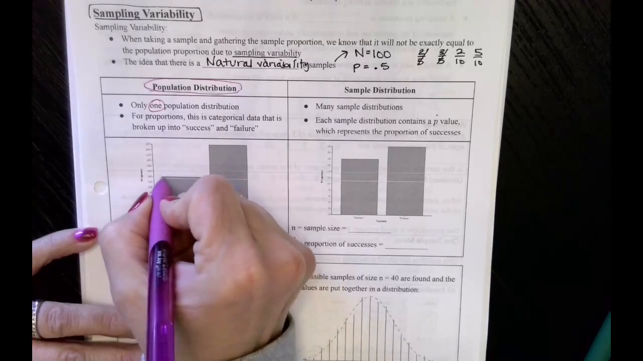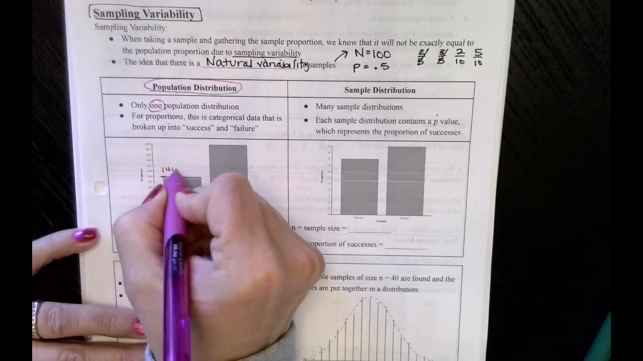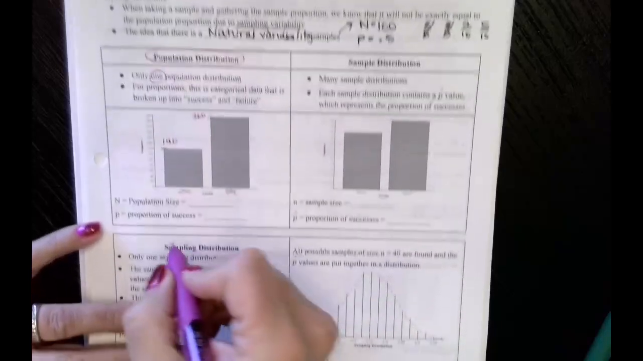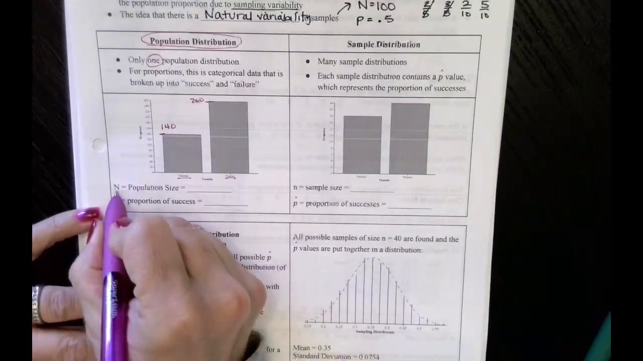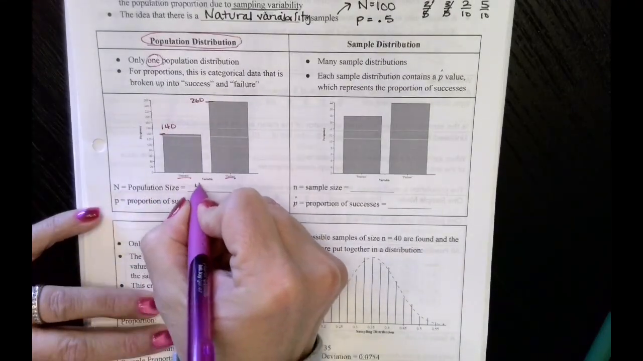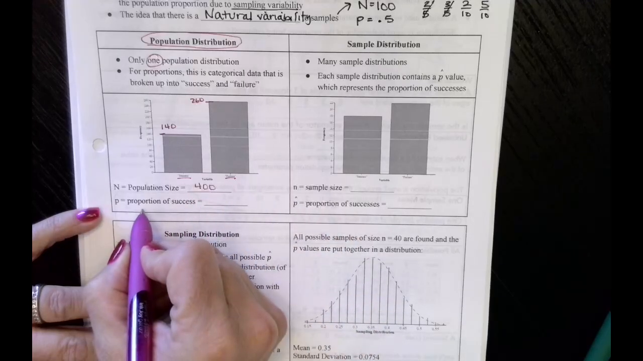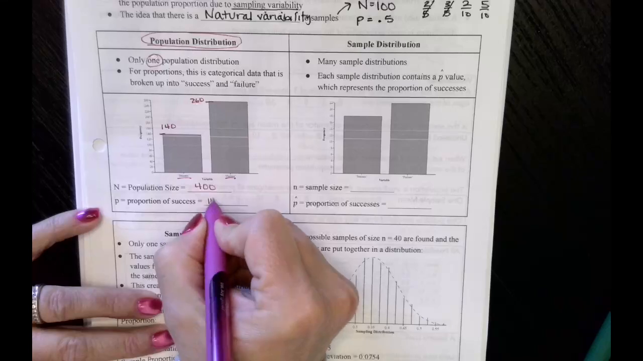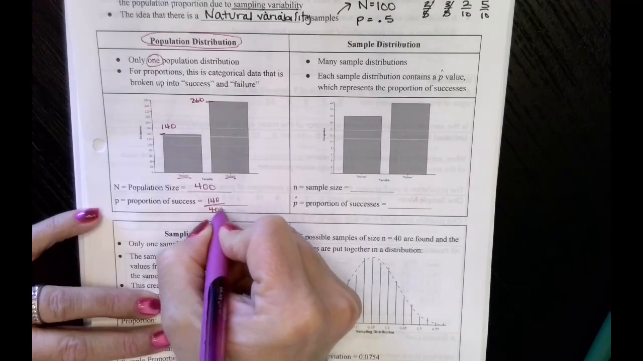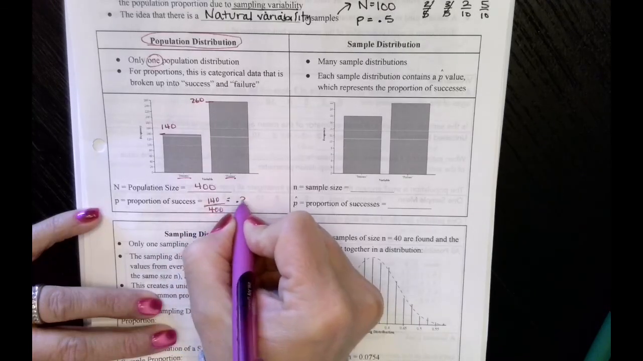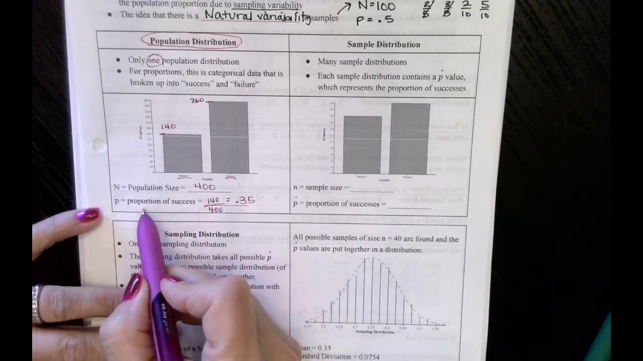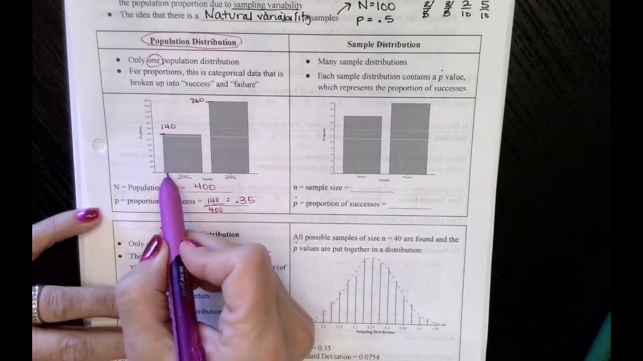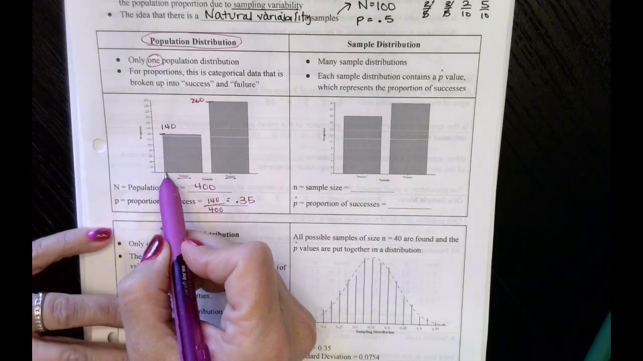This one, it's kind of hard to see. So I have 140 successes, and that value there is 260. So my total population size, capital N, is 400. And if I look at my proportion or probability of success, I got 140 out of 400, which is 0.35. So my proportion of success, my P here, is going to be 0.35.